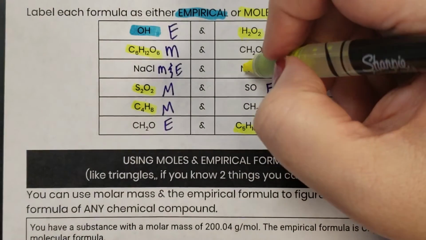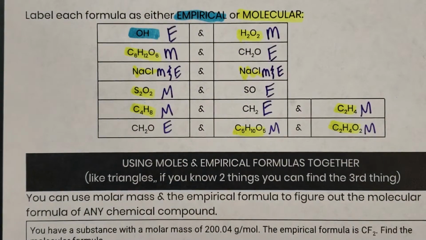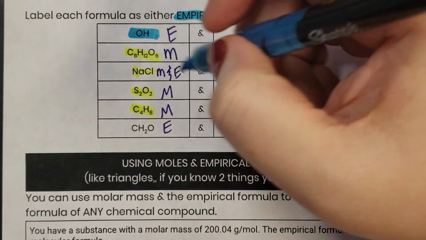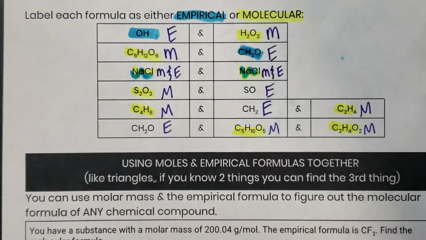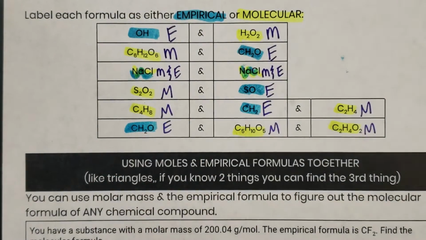All right, and this one's kind of both. So I'm going to highlight those yellow, and then I'm going to do my empiricals blue. So this one's kind of both. And then blue, blue, blue. Here we go. Okay.